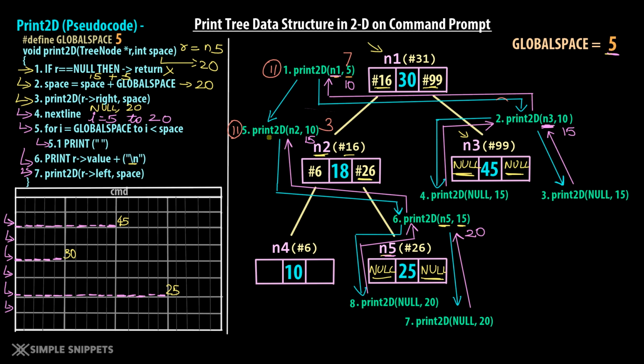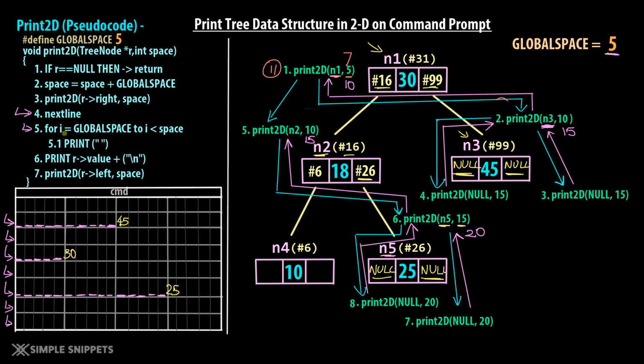You can see this 5th print 2D had called 6th print 2D. So you come back, and now this 5th print 2D, which was paused at step 3, will resume its operation from step 4. So we will execute from over here. Step 4 says next line, so you'll go on to the next line.